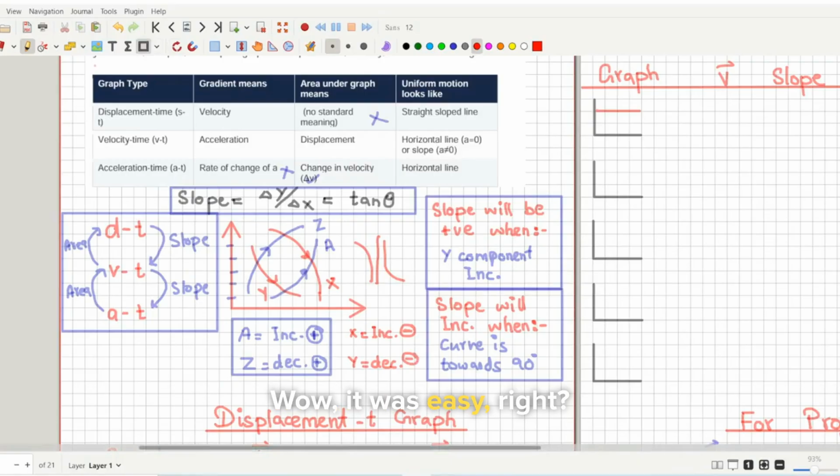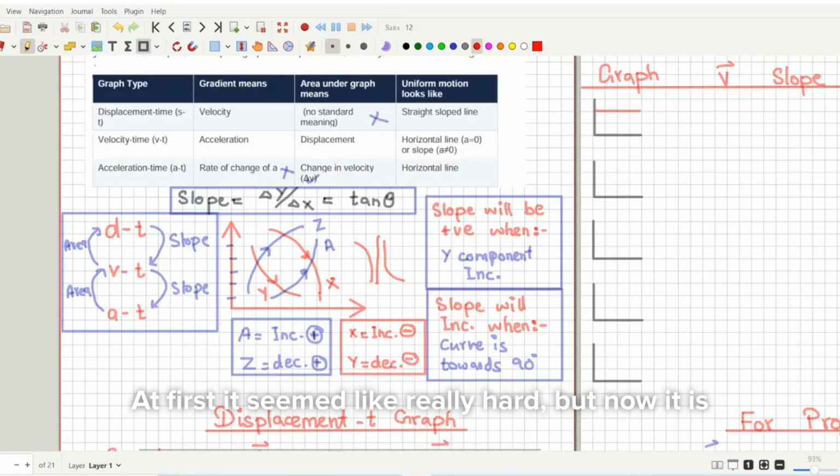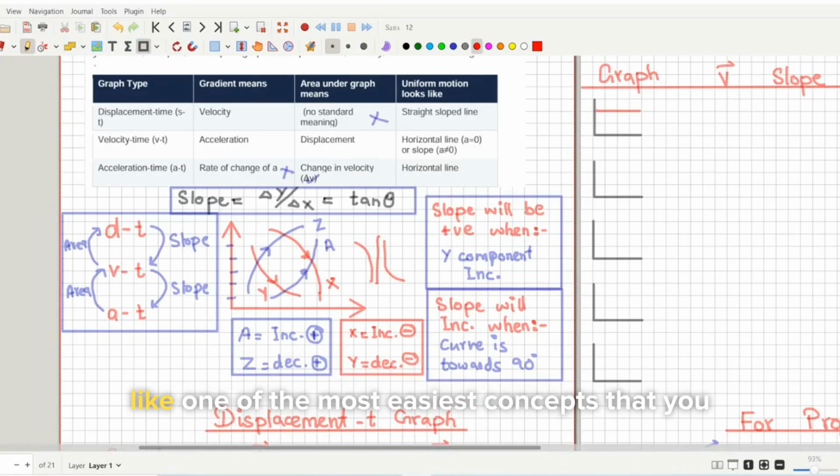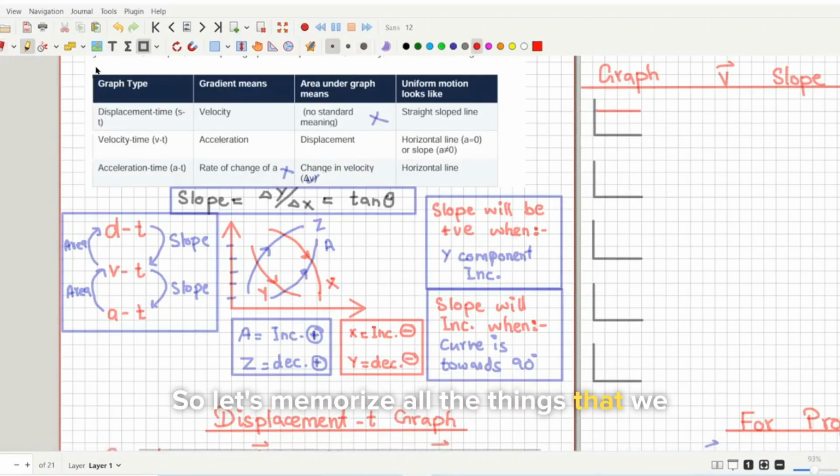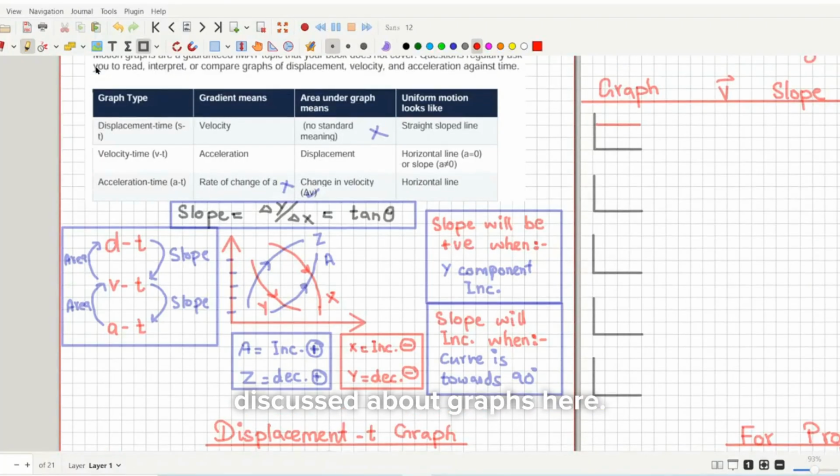Wow, it was easy, right? At first it seemed really hard, but now it is one of the easiest concepts that you can learn about curves and slopes and everything. So let's memorize all the things that we discussed about graphs here.